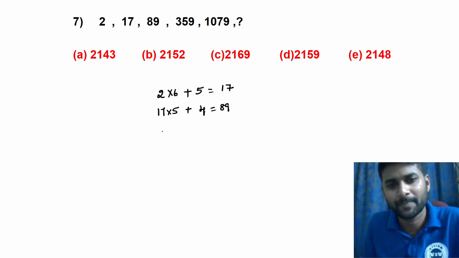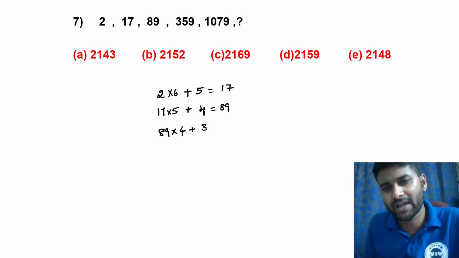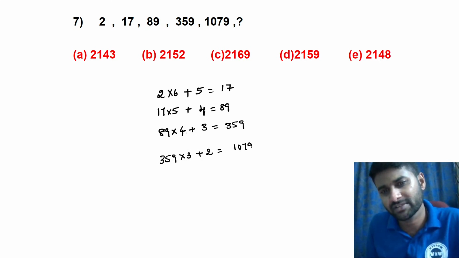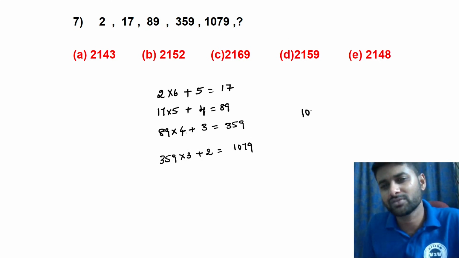got the logic here. And the 89, which is multiplied by 4 times. See, 6, 5, 4, and we should add 3 units. Now see, 89 into 4 is equal to 356 plus 3 units, 359, we can confirm. So 359, which is multiplied by 3 times, again we are going to add plus 2, it becomes 1079. Yeah, the final answer is 1079, which is multiplied by 3 plus 2.